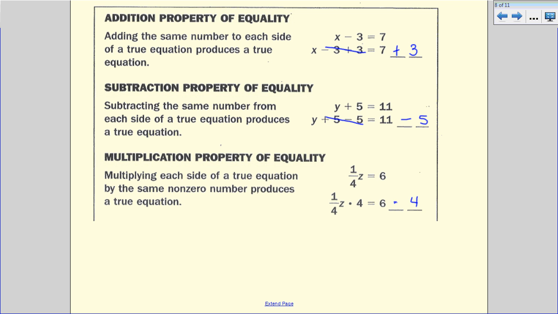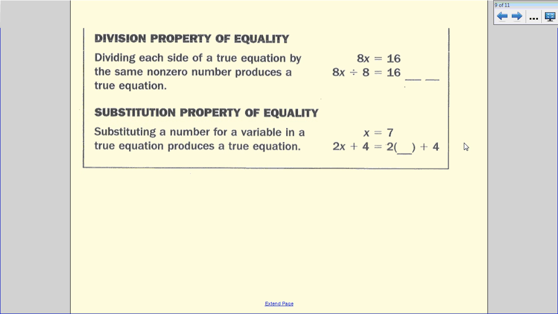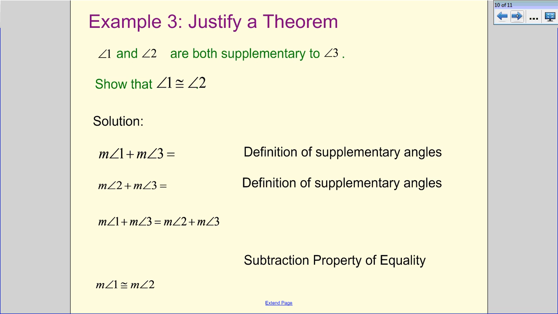If you subtract the same number from each side, that's subtraction. And then we have addition. We then also have the division property of equality. So if we have 8x, we have to divide by 8. And usually this is what we'll have it look like. All right, but we can put divide by 8 on both sides. As long as we divide by the same number on each side, our equation stays true. And then we have the substitution property, where we said if x is equal to 7, if I have 2x plus 4, then I can plug in 7 for x, and I can say that's the same as 2 times 7 plus 4. So let's take a look at how we use these properties as we go through things.